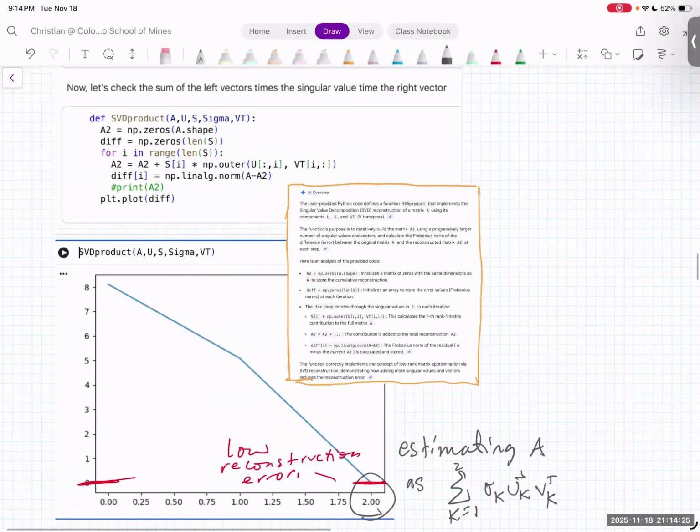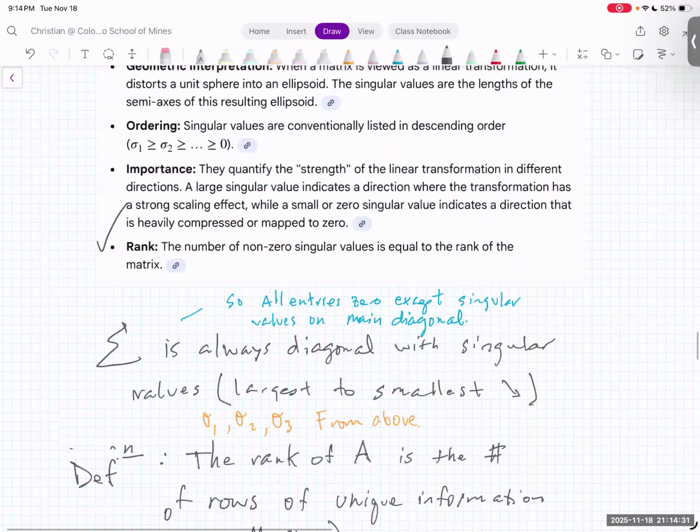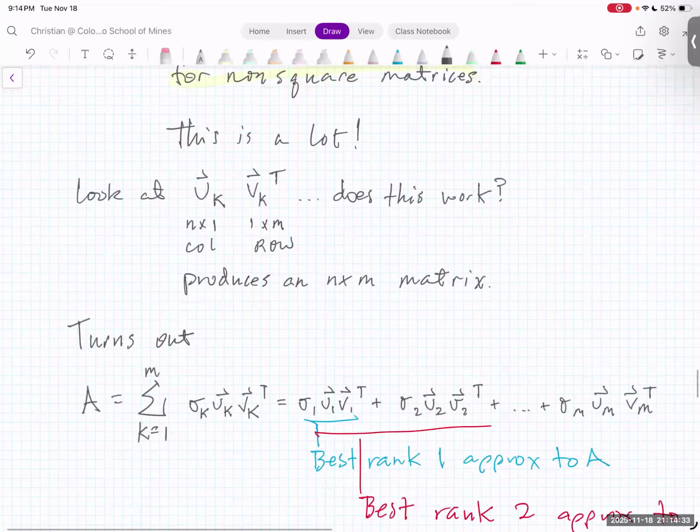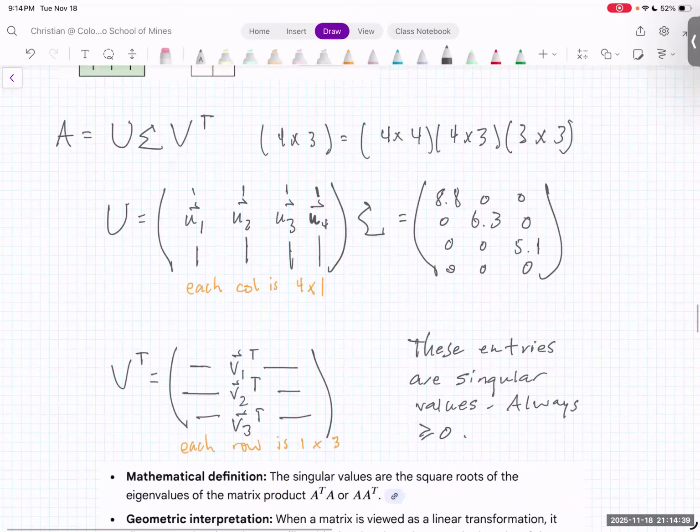This next bit of code, I'm going to come back to that. If we scroll down a little further, we're going to find out that if we were to take our product, U and sigma and V transpose, and just take pieces of it. For example, I'll use yellow. So take the first column times the first sigma times the first row.